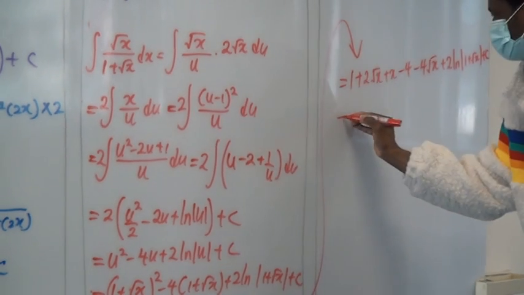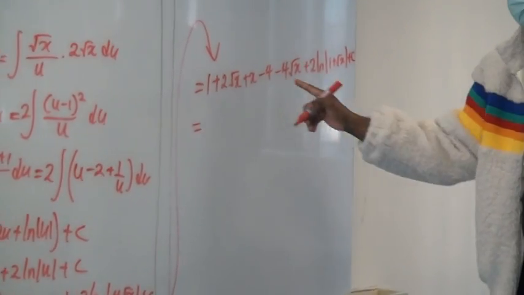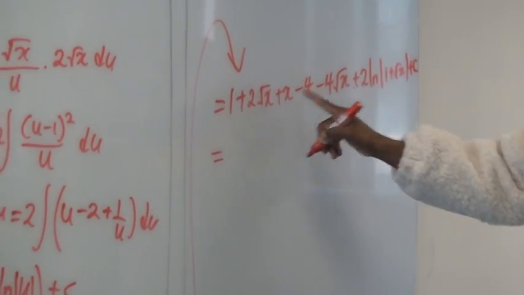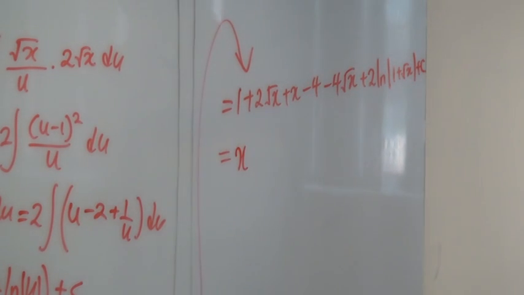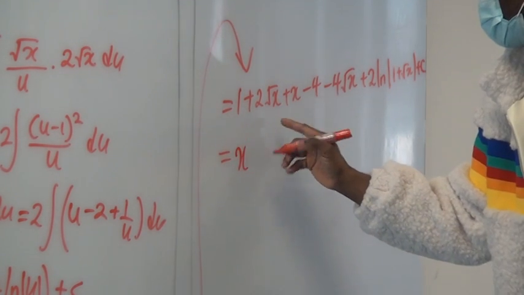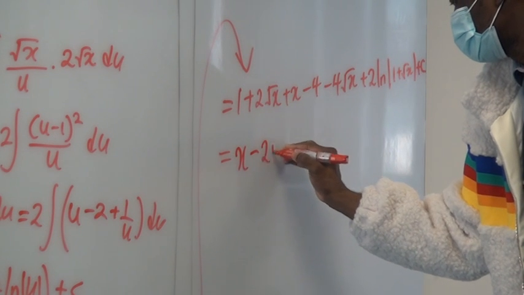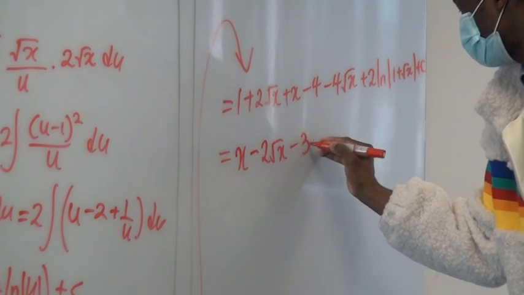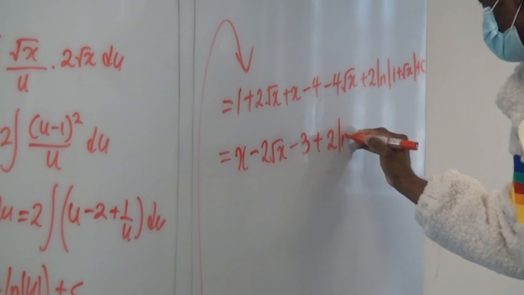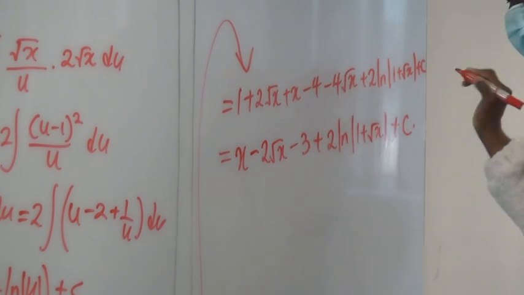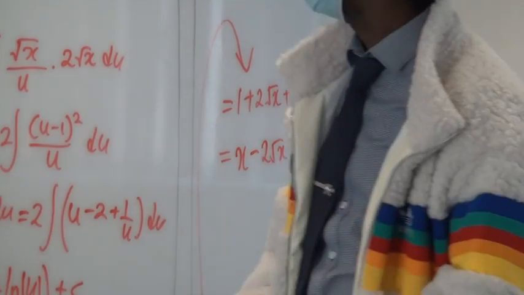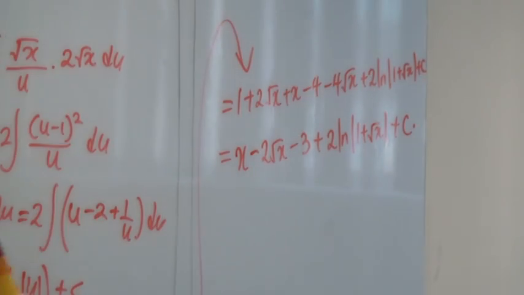So finally, the integral is, this is negative, I don't want to put it first, no, x is positive. Can you see that? Then I can put the root x next, minus 2 root x, then minus 3, then 2 ln of the absolute value of 1 plus root x, plus c. And this is your final result. Just 6 points in the exam. Okay?